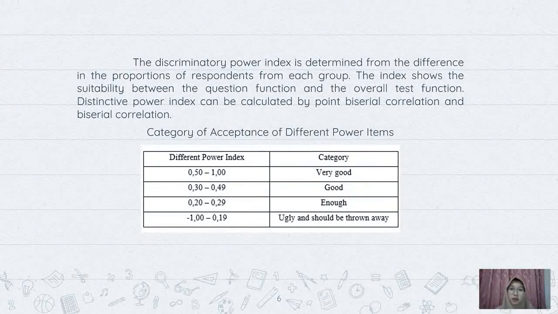The discriminatory power index is determined from the difference in the proportions of respondents from each group. The index shows the suitability between the question function and the overall test function. This discriminatory power index can be calculated by point biserial correlation and biserial correlation. And this is the category of acceptance of discriminating power of items.